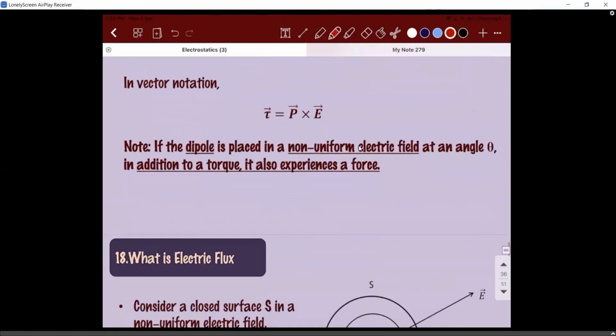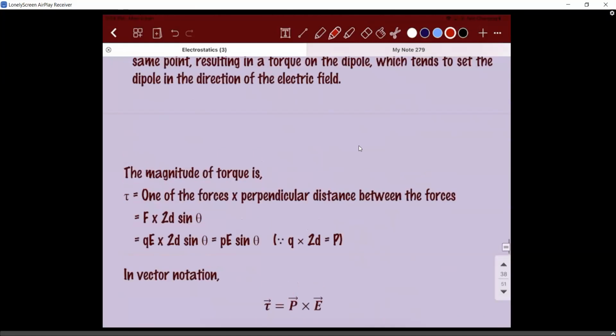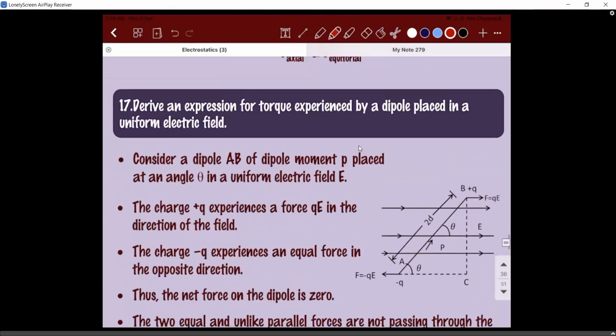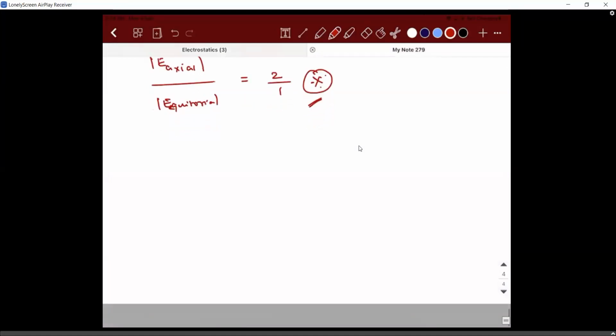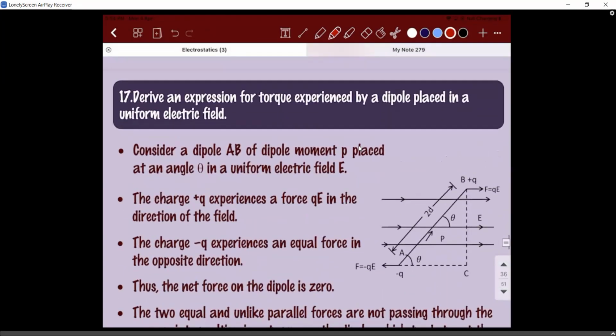Okay. So I don't think I can do it in 5 minutes. I'll just give you the basic introduction of it and revise the concept of torque. 11 standard videos are there, so you can go through them and revise the concept of torque. So 17th topic, right? Let me read this out. Derive an expression for torque experienced by an electric dipole placed in a uniform electric field.